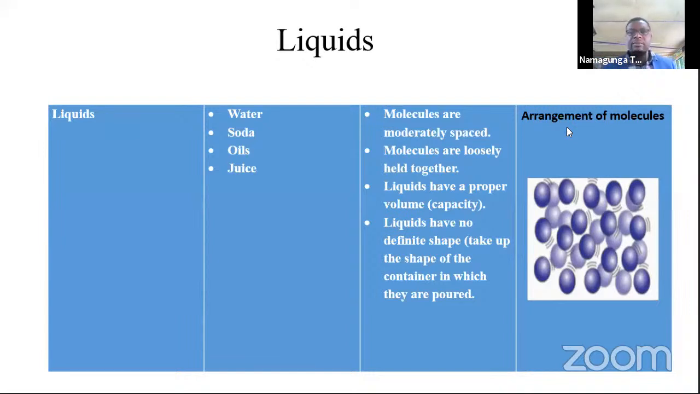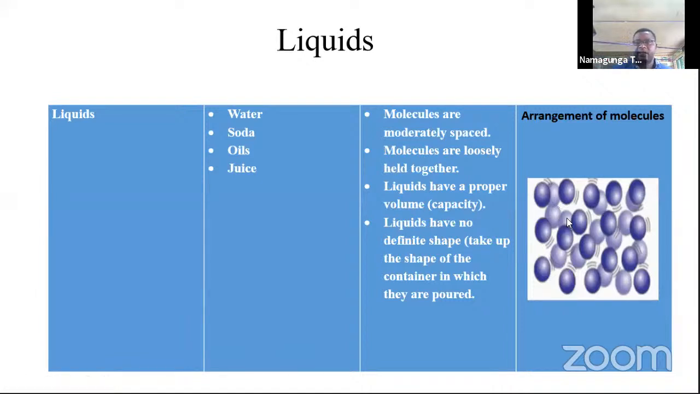Then we shall also come to number 2, and we shall find that molecules are loosely held. They are not too much held together. There is a bit of being loose. So we say molecules are loosely held together.